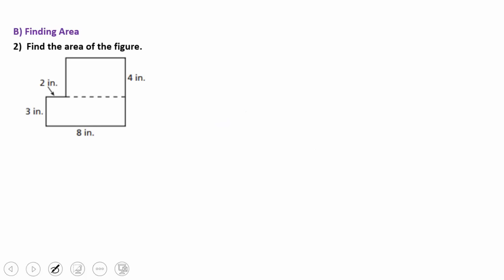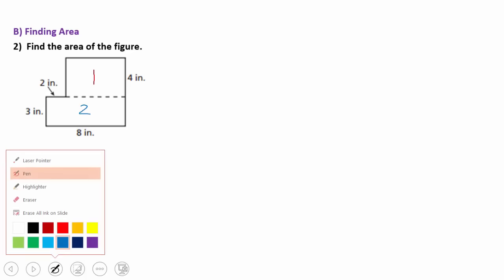Moving right along, let's find the area of this composite figure. Ladies and gentlemen, sometimes they help us out and divide it up for us. They draw a line and say, here are two shapes that make up this composite figure. I'm going to give you some advice. Number them as you divide them up, then find the area of the shapes that you numbered and add them all together.